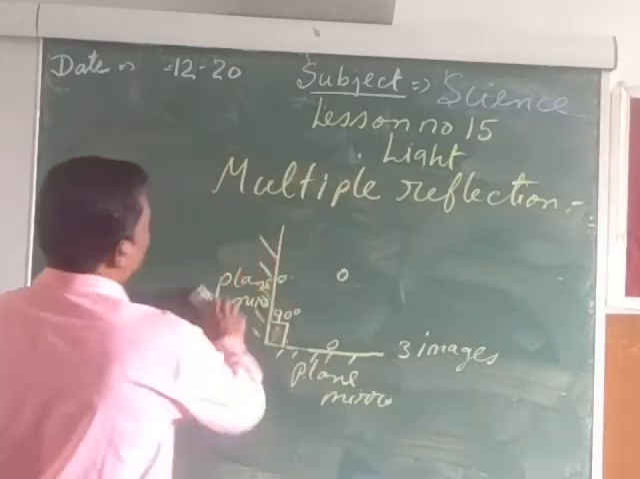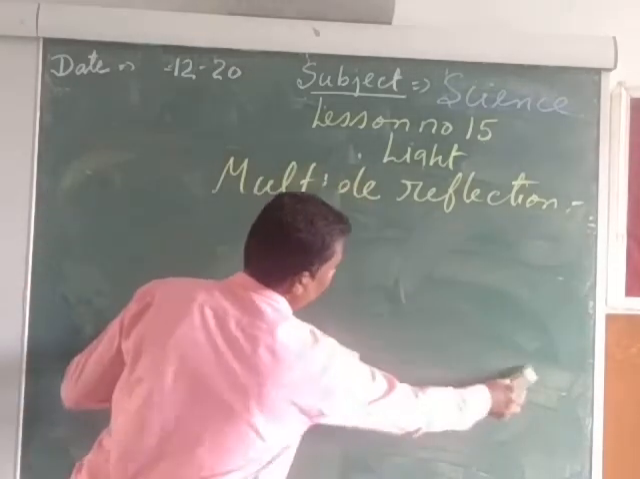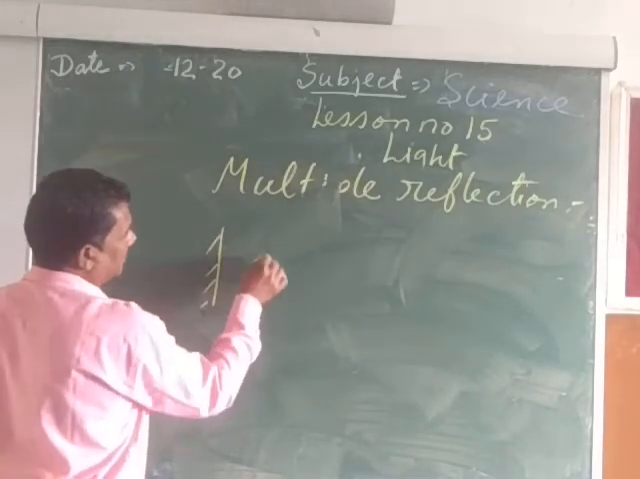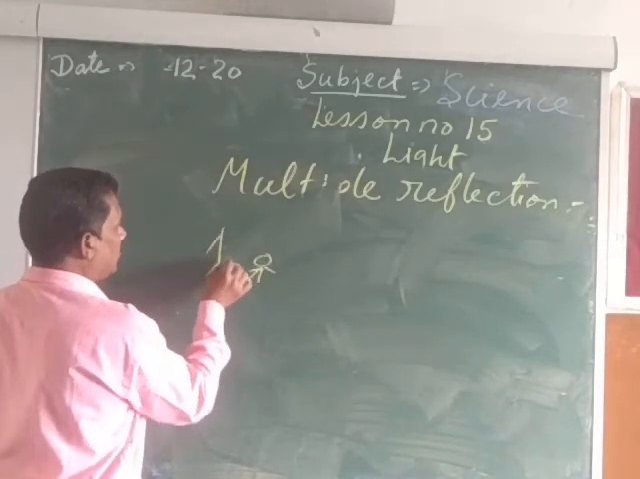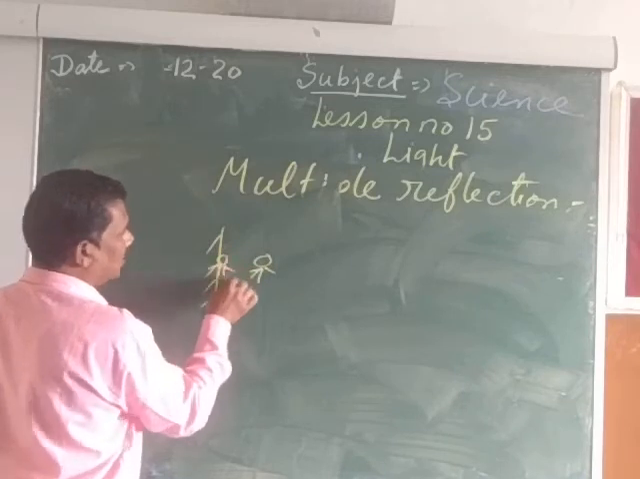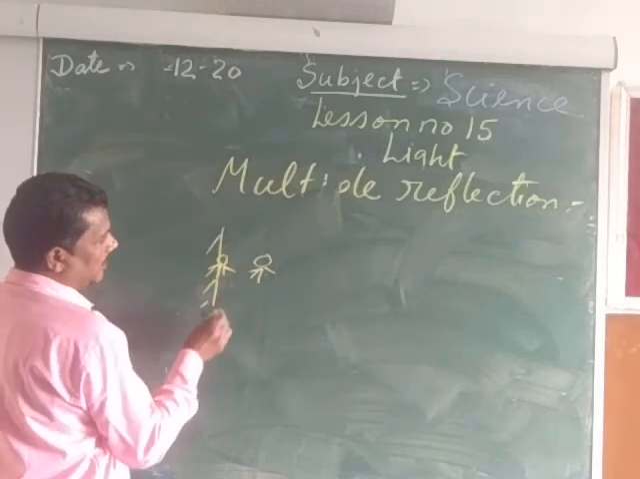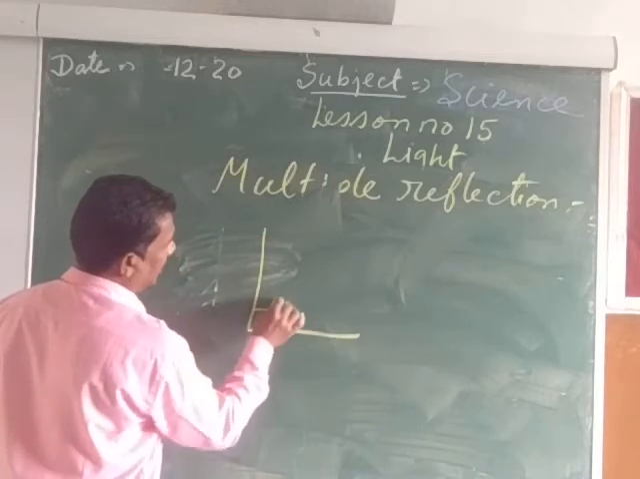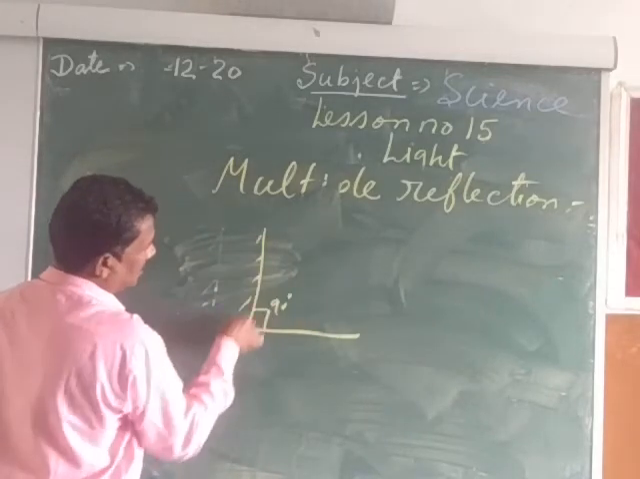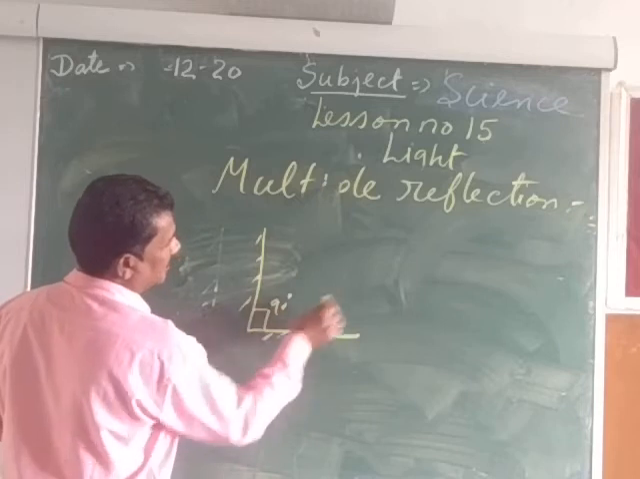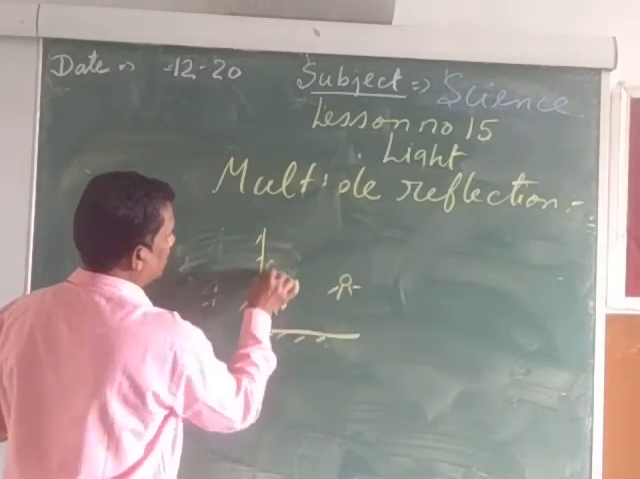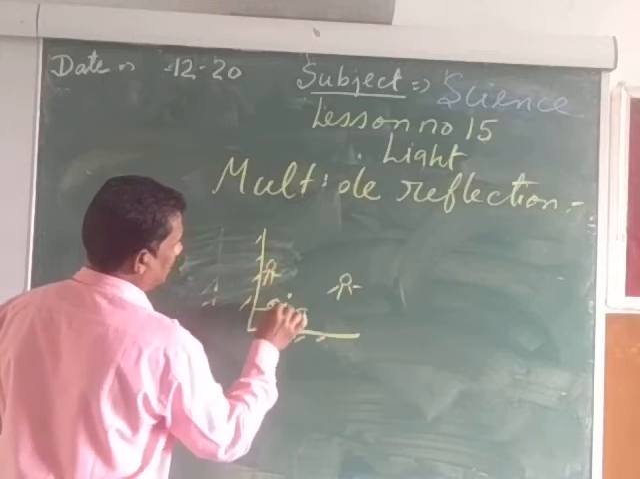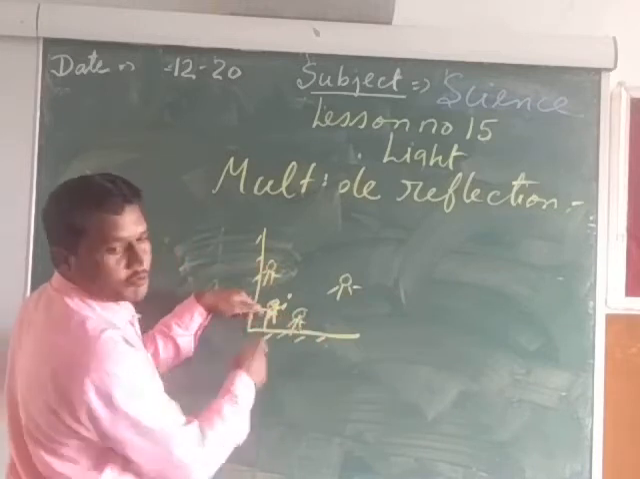Now my child, let us see. One plane mirror, one image. But suppose the two plane mirrors are being kept at an angle of 90 degree. Then the object is here, and we will see one image here, and one image here. So see, three images of the object we get.